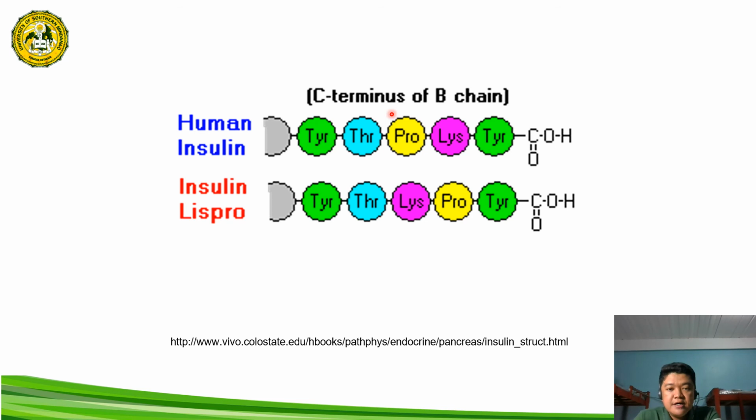So this is the structure of the human insulin as compared to that of the insulin lispro. So the insulin lispro has a reversed position of the lysine and the proline amino acid. And this is the C-terminus of the B chain.